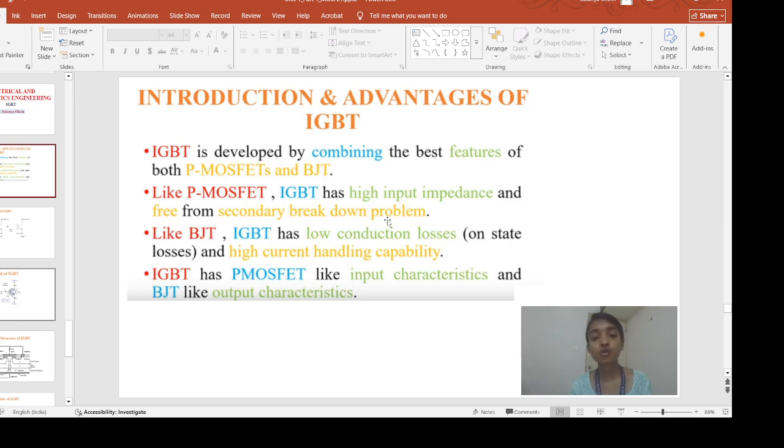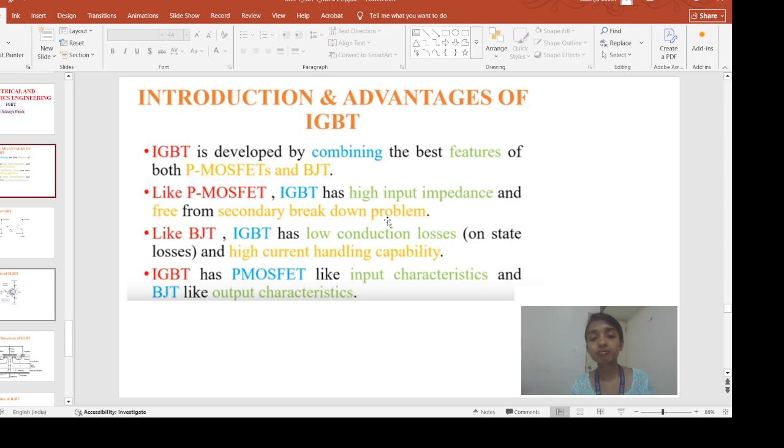What is secondary breakdown problem? See, these power BJTs, these power semiconductor devices, often operate at very high voltage and very high currents, right? So oftentimes it may happen that the current flowing through the device is not uniform in all the regions. The current gets localized or concentrated at some particular region of your device. So if the current is more at particular regions, those regions will act as a hotspot.